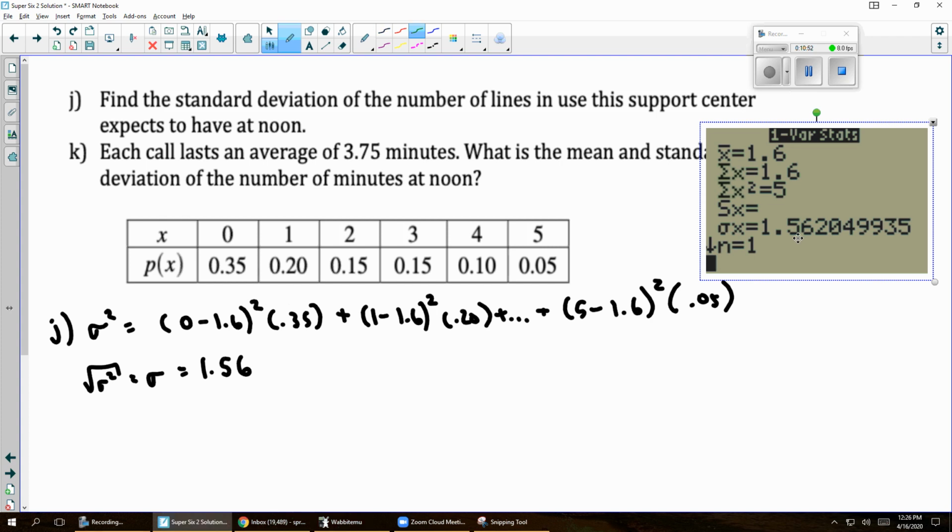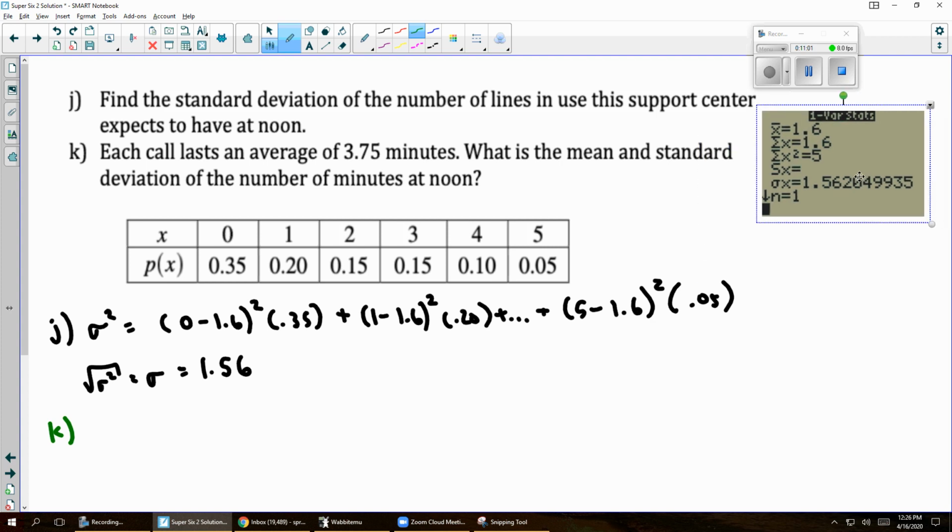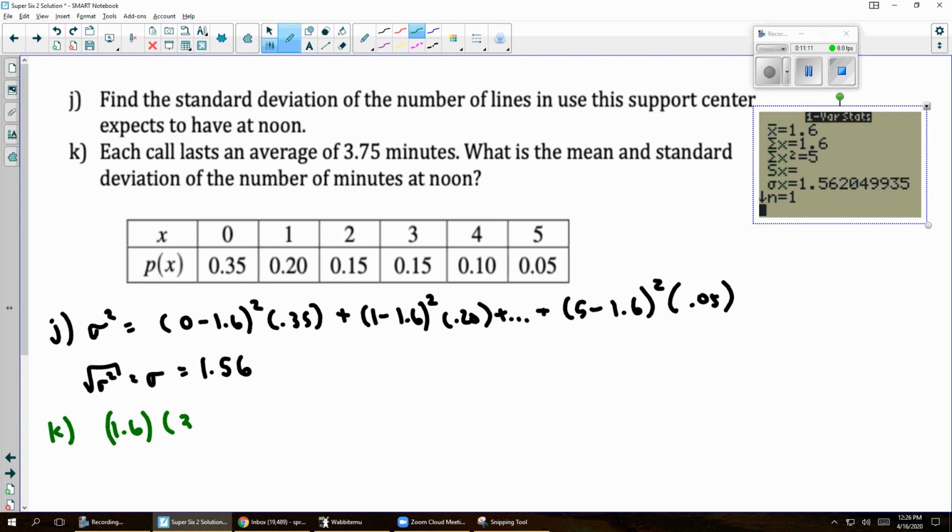Now on letter K, it says each call lasts 3.75 minutes. So if I examine the calls that are going on at noon, what's the mean and the standard deviation for how long those calls lasted? Well, the mean is going to be, there's 1.6 calls that are going on times an average of 3.75 minutes. And so that's going to be 6 minutes.